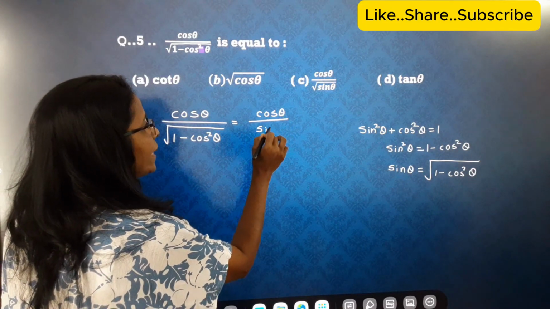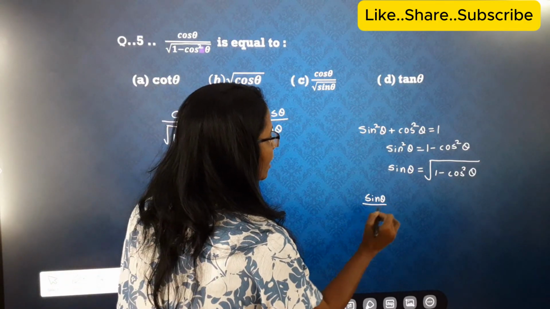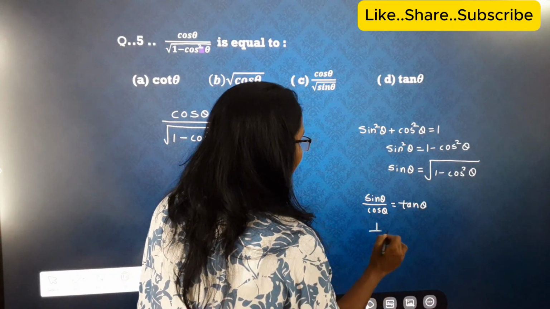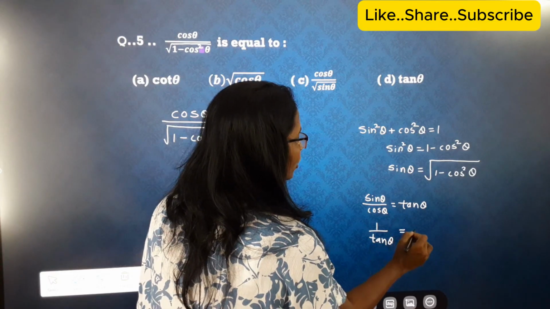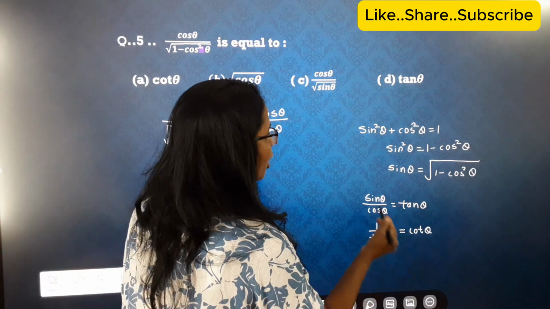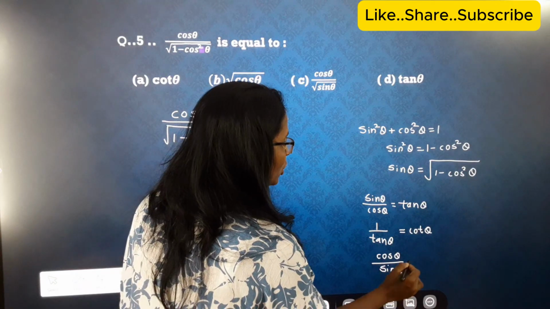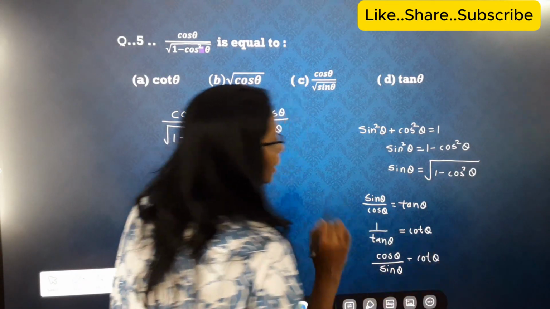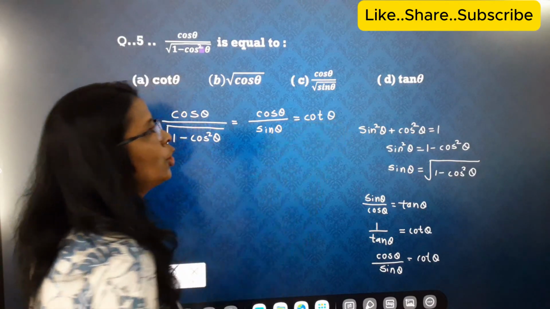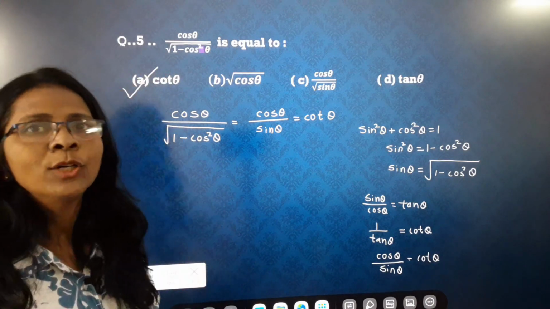So cos theta upon sin theta. We know that sin theta upon cos theta is equal to tan theta, but the inverse of tan theta is equal to cot theta. That means the inverse of sin theta upon cos theta will be cos theta upon sin theta, which is also cot theta. So this is equal to cot theta students. The answer is cot theta, so the option is A, cot theta.